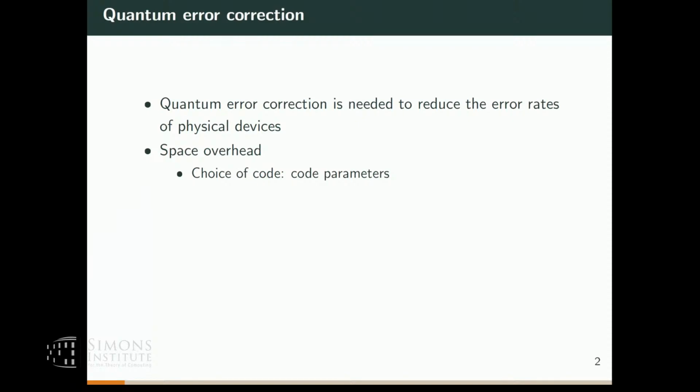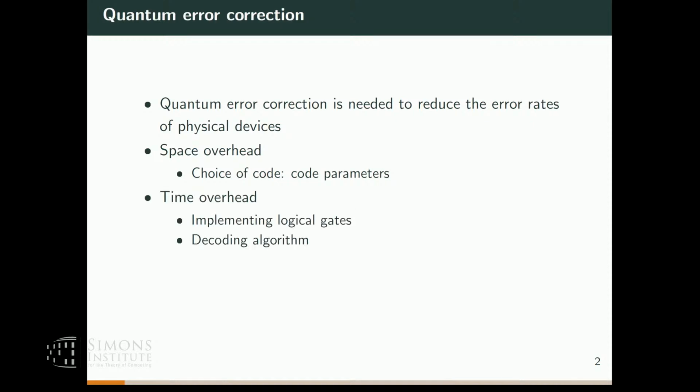And there's going to be space overhead, which is determined by what code we're using, in particular, what code parameters we have. Like we want to have good encoding rate. And also, if the distance is scaling well, then you don't have to go to as large code sizes to achieve a certain amount of error suppression.